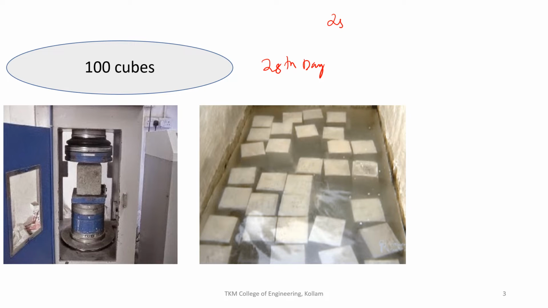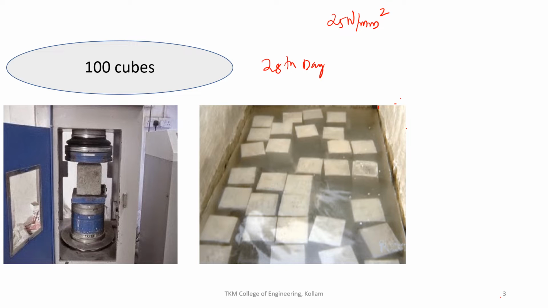At the time of casting, my required strength was 25 Newton per mm square. That is, I have a mix design and I require a strength of 25 Newton per mm square. Which means these 100 cubes should have a minimum strength of what? 25 Newton per mm square.